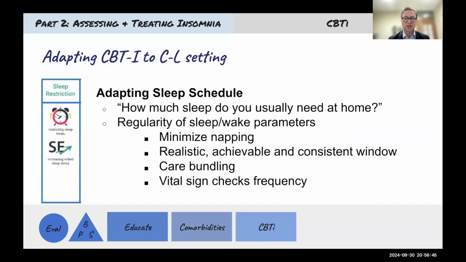So thinking about sleep restriction, one good way to help our patients optimize their sleep need with their sleep opportunity is to ask them, well, how much sleep do you usually need at home? And when they tell you that, that can help you identify the optimal sleep parameters for our patients and help make them regular through minimizing napping, setting realistic goals, trying to bundle the clinical care so that the number of patient interactions is minimized to disrupt sleep, and also reconsider the necessity of the vital sign frequency.